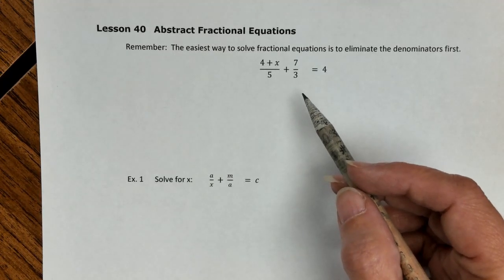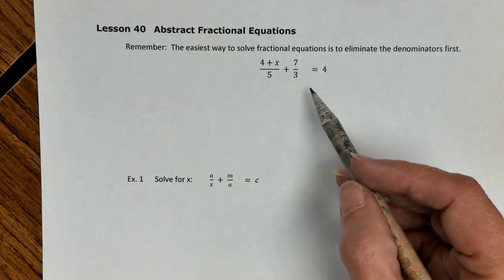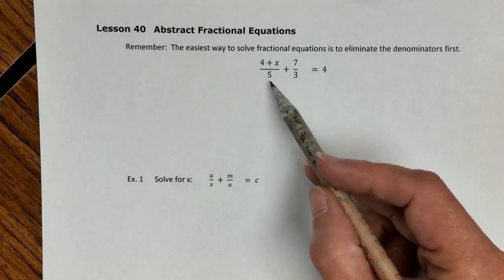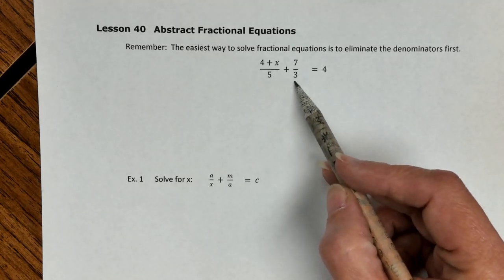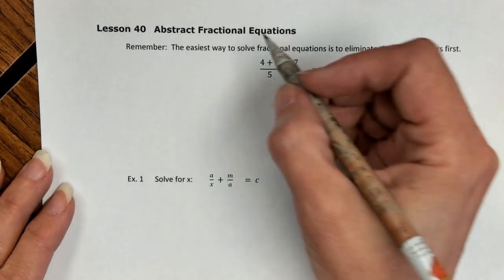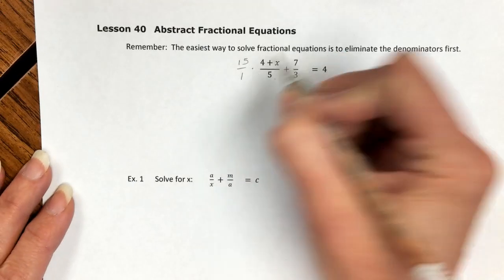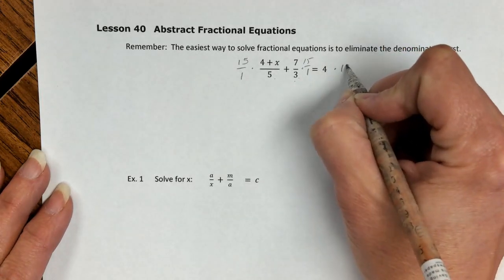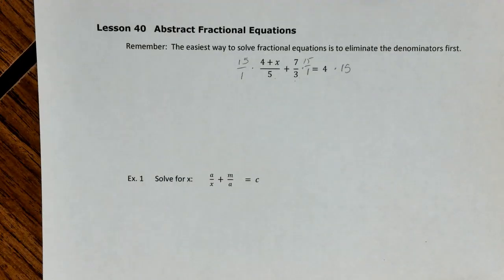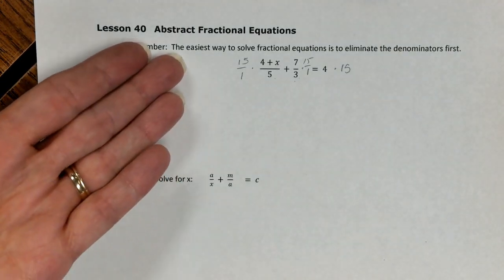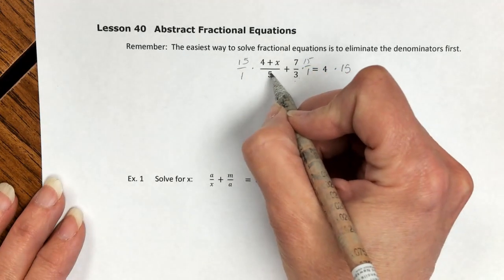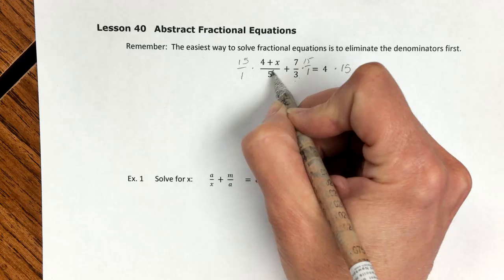The easiest way to solve fractional equations like this one is to eliminate the denominators first. We do that by finding the least common multiple of the denominators and multiplying every term by that. So this will be 15. I'd be taking 15 over 1 times each of these fractions, because whatever you do to one side, you must do to the other side. If I'm multiplying the left side by 15, I multiply the right side by 15. Then you would cross cancel, because the point of this step was to eliminate denominators.